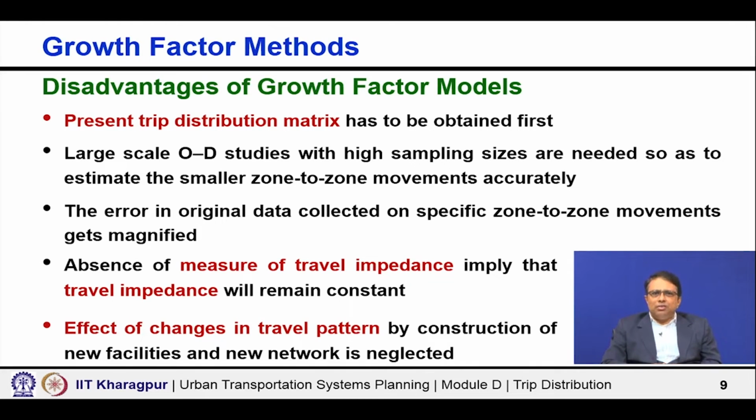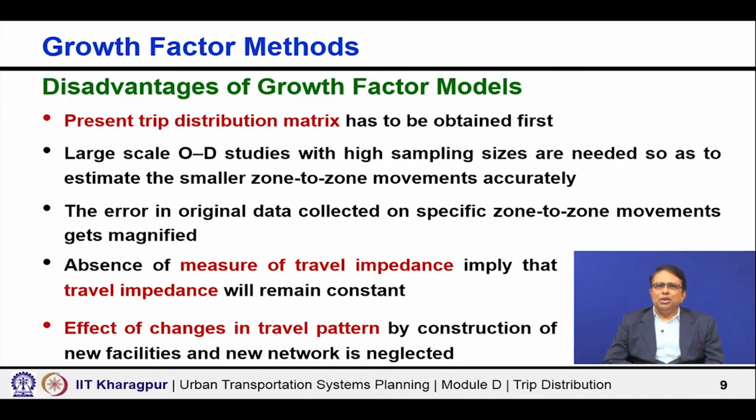The effect of change in travel pattern by construction of new facilities and new networks is neglected. It is related to that measure of travel impedance, which implies that travel impedance remains constant. So obviously, if there is an abrupt change in travel pattern by the construction of new facilities, both are somewhat related, not exactly the same, because we are talking about the travel impedance.